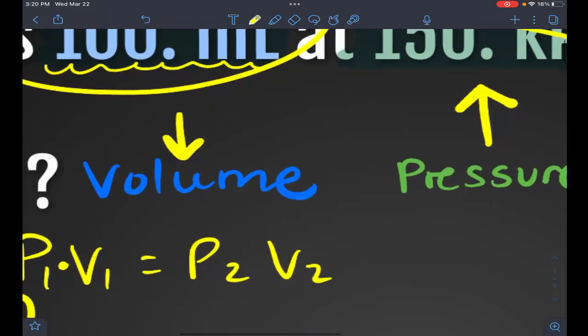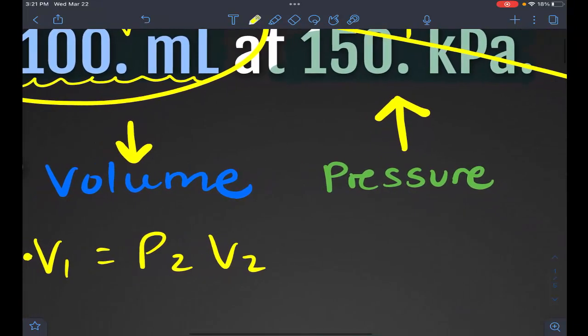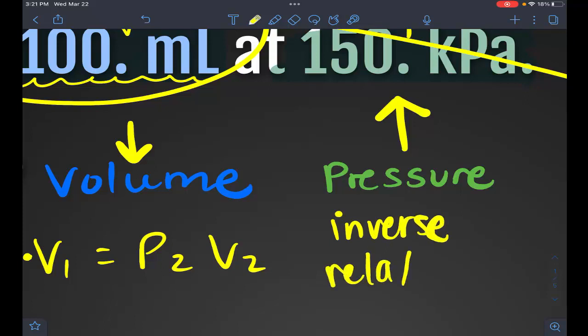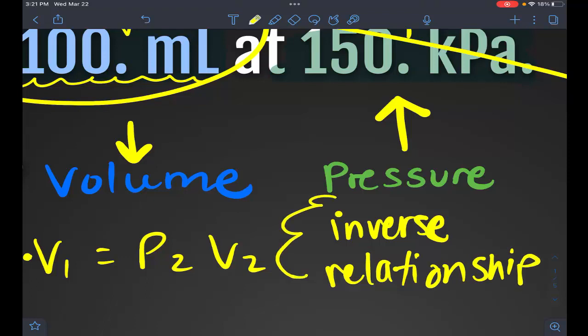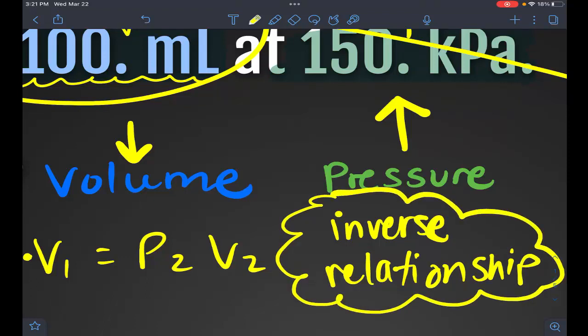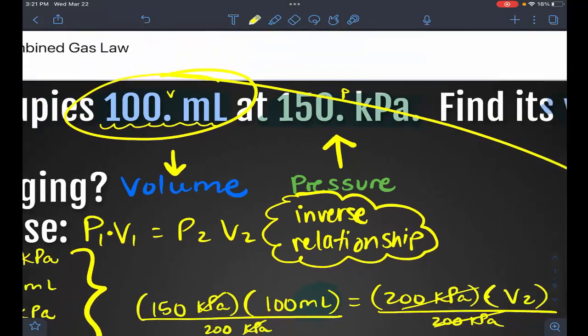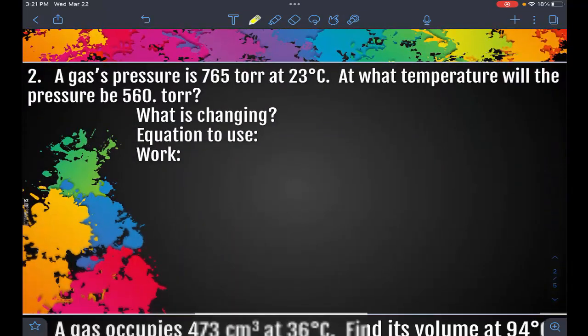So if I zoom in on this little segment here, what I see is the volume decreased and the pressure increased. Remember that that is called an inverse relationship. So you can check your answer and make sure that this makes sense. Yes, pressure and volume change in an inverse way. If one goes up, the other goes down. All right, let's move on to number 2.